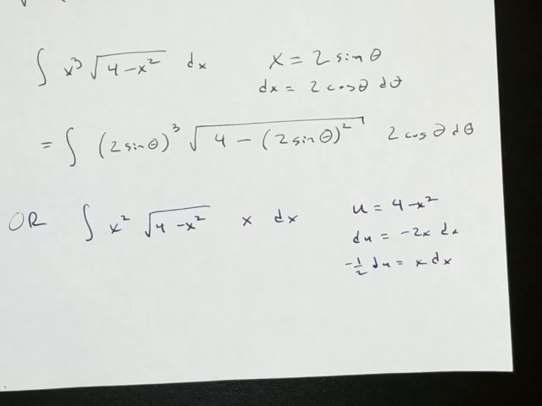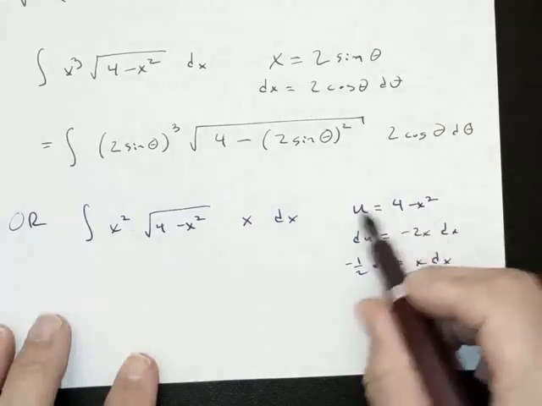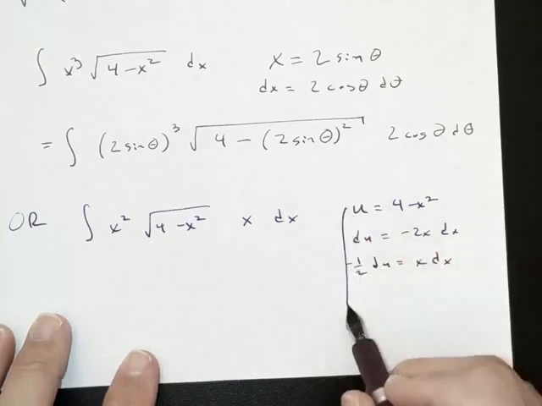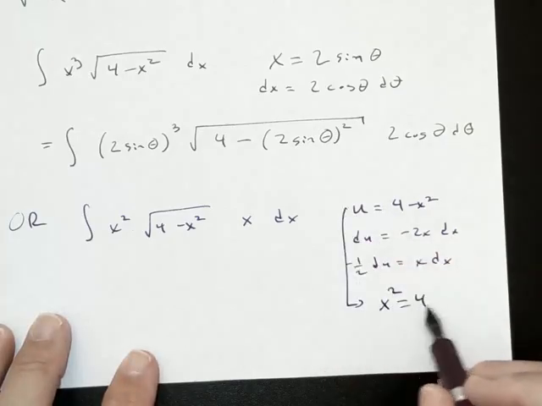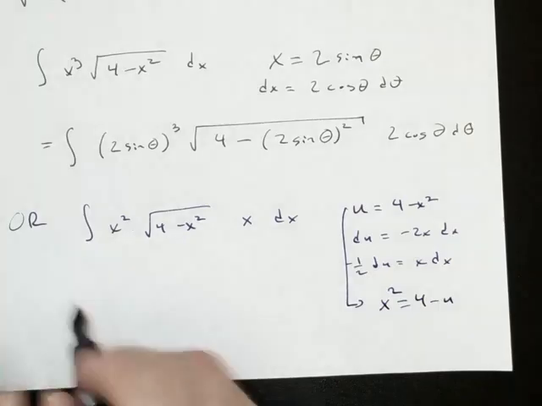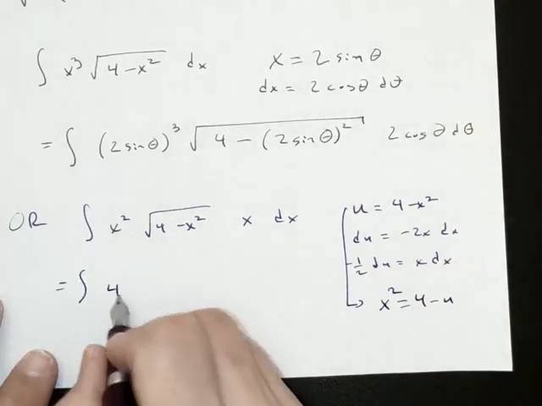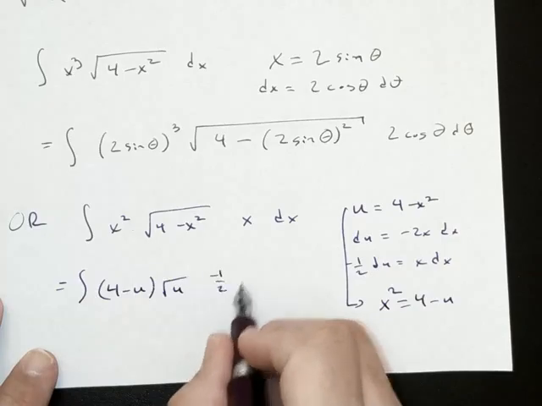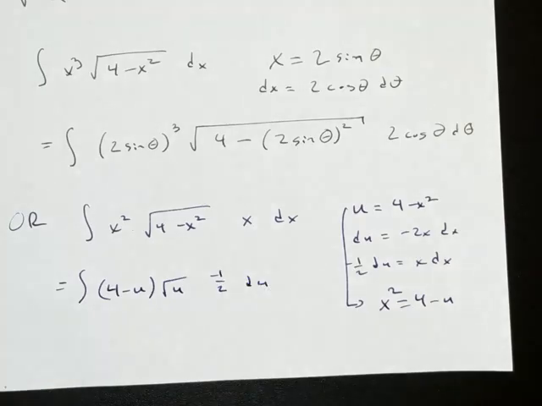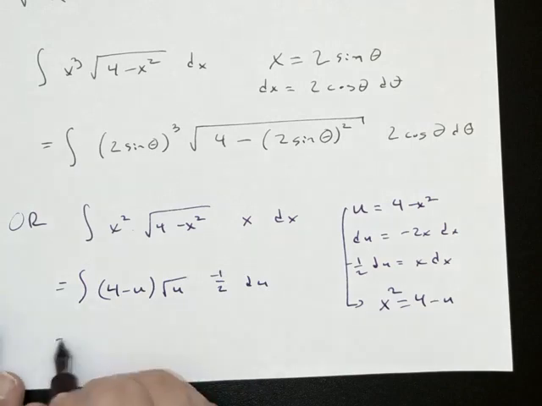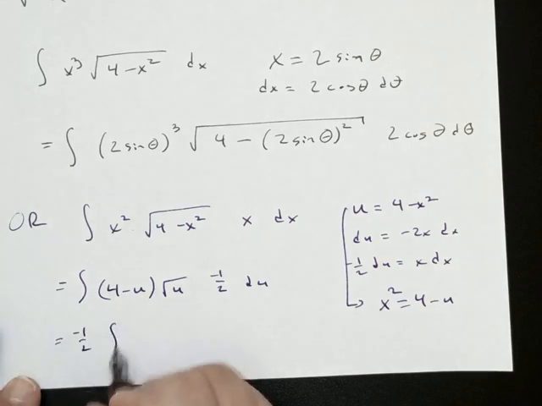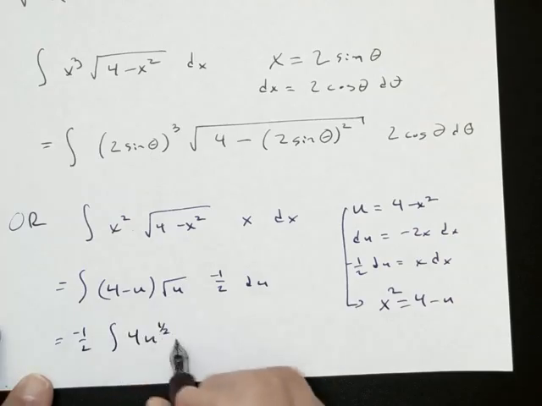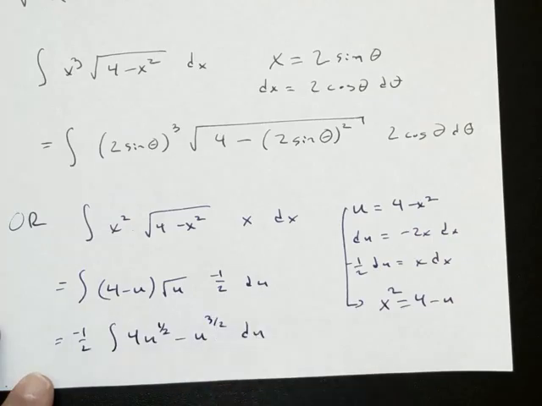I'm going to cheat and use my substitution again. Rearrange this equation to get x squared all alone, and we get x squared is 4 minus u. And now this integral becomes the integral of 4 minus u times the square root of u times negative 1/2 du. And that's a power rule problem. I take the minus 1/2 outside, and then I write 4u to the 1/2 minus u to the 3/2, and that's a whole lot easier to deal with.